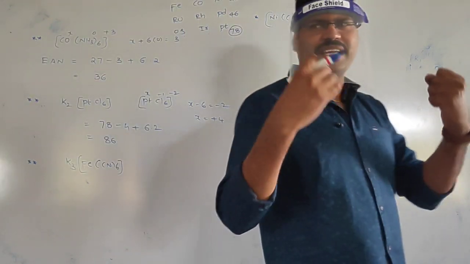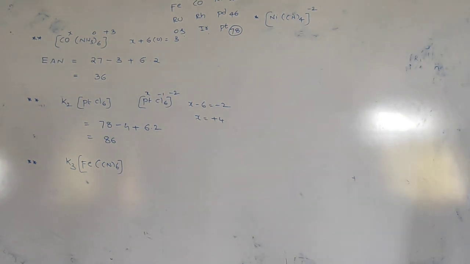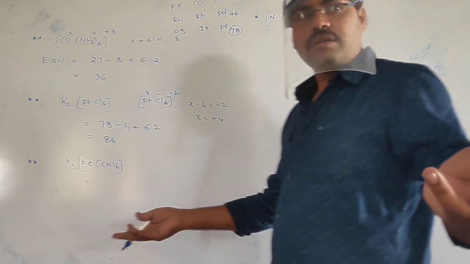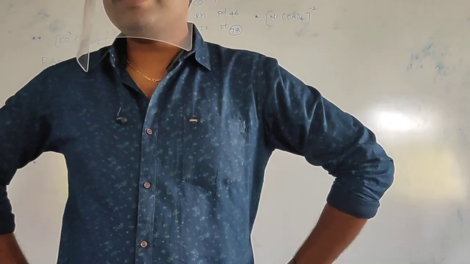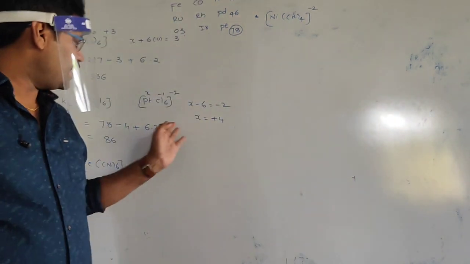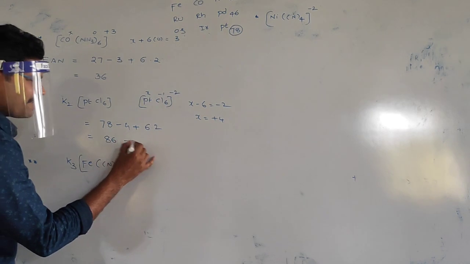Come on, we add them again, 18. What is it? 36 plus 18 is 54. Now we are ready to add 32. 54 plus 32, that's 86 here. Okay, then 86 means what atomic number, sir?